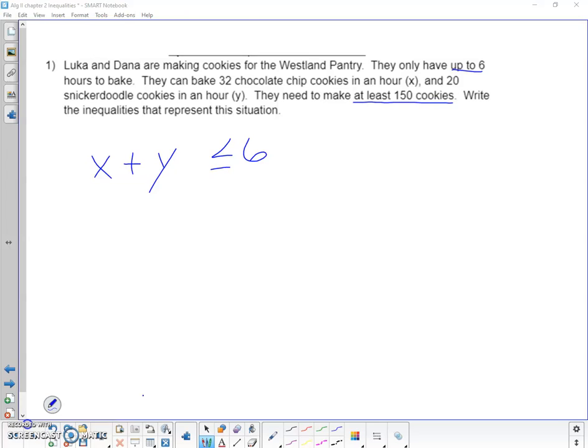All right, so at least 150. All right, greater than or less than? What do you think? Greater than. I can make at least 150, so I need more than 150, right? All right, so now this equation is where the other numbers are going to come into play, the 32 and the 20.